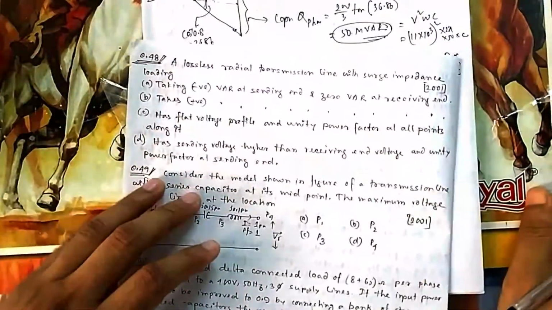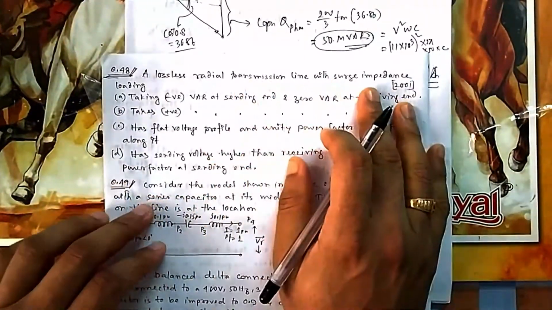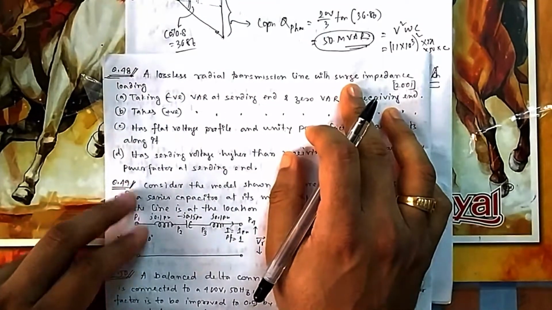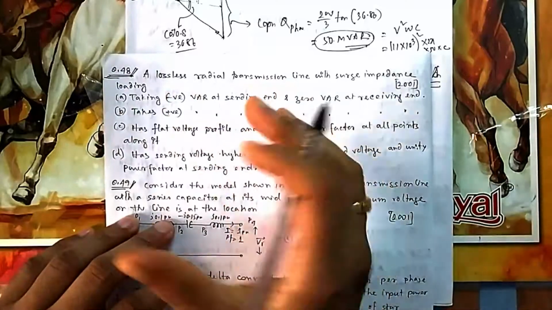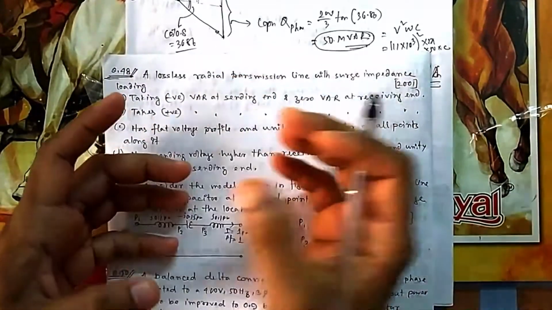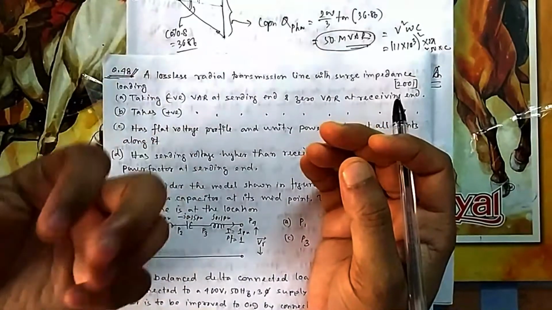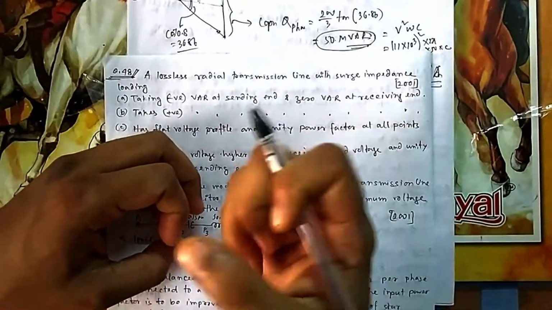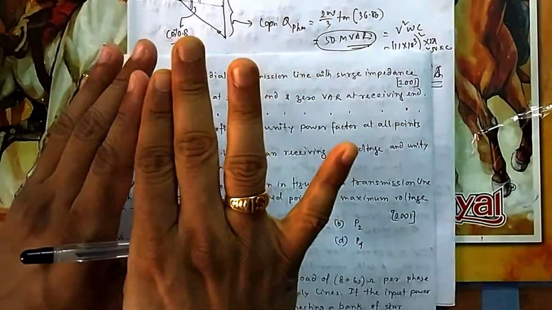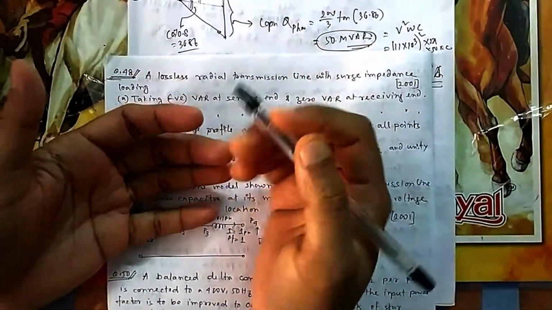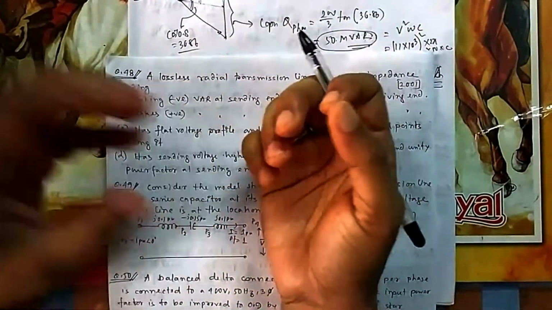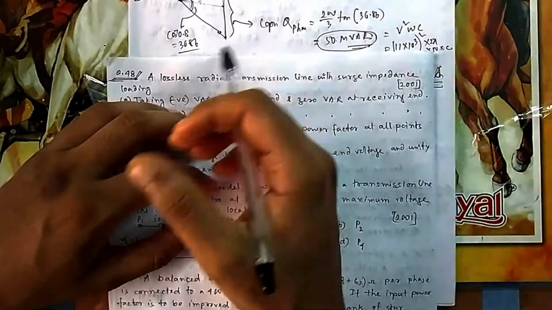Now if you come to 48, a lossless radial transmission line with surge impedance loading. If it is a surge impedance loading, the total reactive power delivered or absorbed in the transmission line is 0. Whatever is absorbed by L will be supplied by the C of the line. So they mutually cancel each other. So there is no reactive power requirement for the transmission line to give externally, or it is not taking any reactive power from the source, or it is not delivering also.